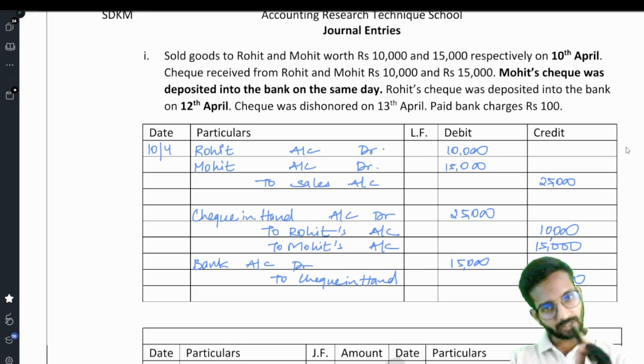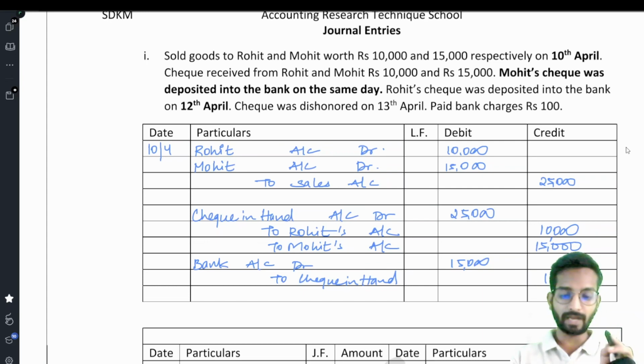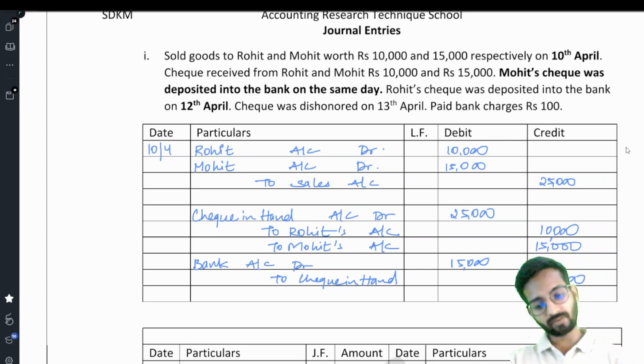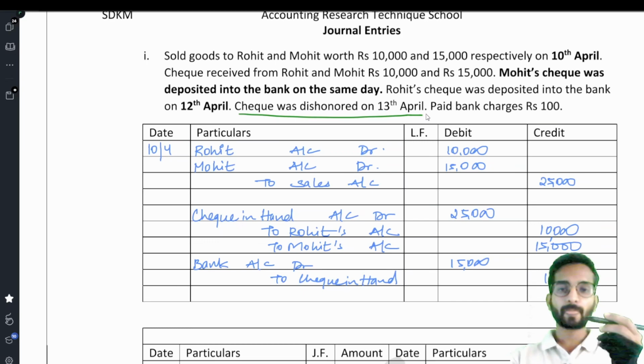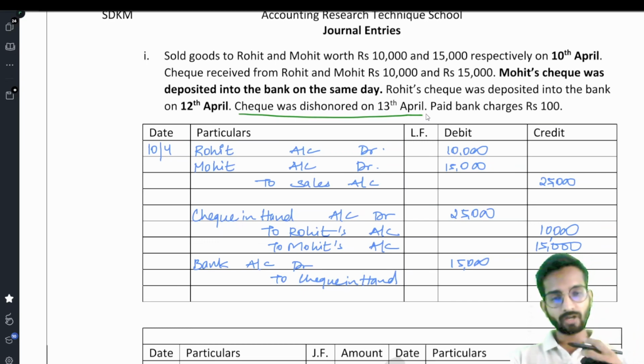Rohit gave us the check on 10th April itself, but we deposited that check into the bank on 12th April. After that, what is happening? They are saying the check was dishonored on 13th April. What does it mean? Dishonored means Rohit's check that we had and deposited into the bank.